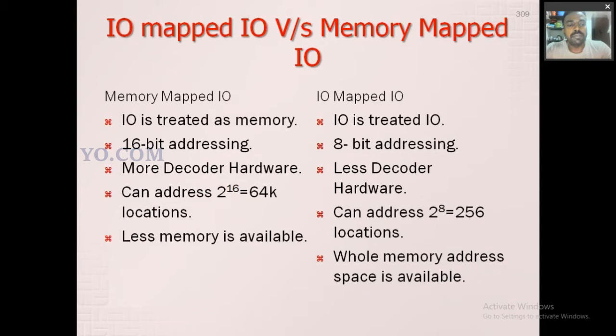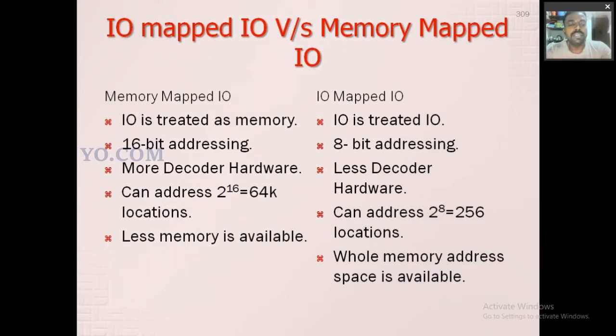In memory mapped I/O, 16-bit addressing is used. In I/O mapped I/O, 8-bit addressing is used. More decoder hardware is needed in memory mapped I/O, less decoder hardware is needed in I/O mapped I/O. Can address 2 power 16.